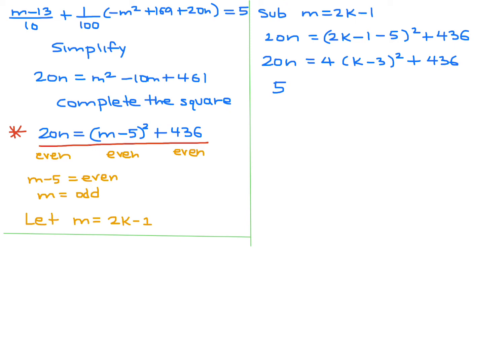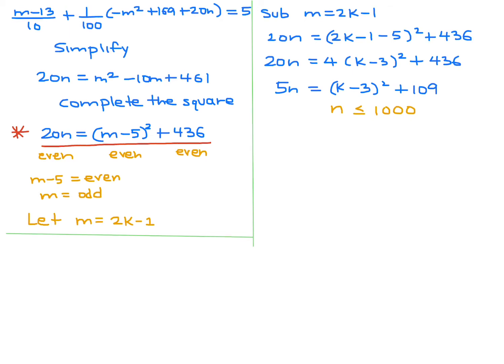And I can divide through by 4, and that just gives me 5n is equal to (k minus 3) squared plus 109. All right. Now recall that n in the question was given to us as being less than or equal to 1,000. So we can use that to help us out.